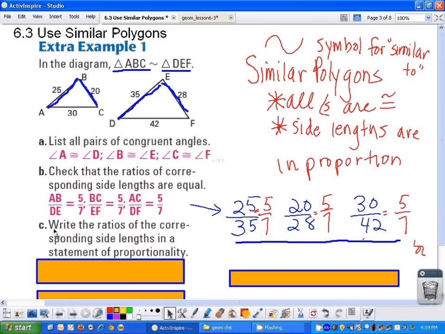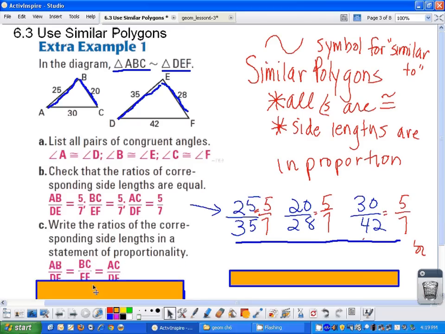Last thing, part C, write the ratios of corresponding side lengths in a statement of proportionality. Ooh, that sounds important. Proportionality. So what we want to do is write the corresponding side lengths, 3 different ratios, all set equal to each other. And we've already really done that work with numbers before. So we're going to take the 3 ratios we wrote in symbols and set them equal to each other. Okay? So here we have corresponding side lengths, 3 different ratios, and we've written that they are all equal to each other and therefore proportional.